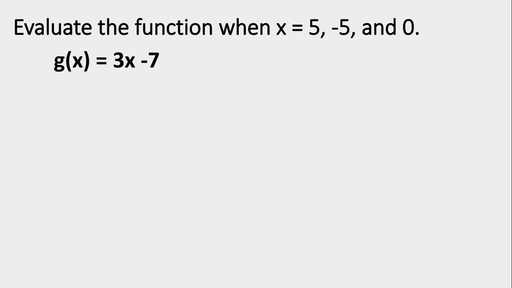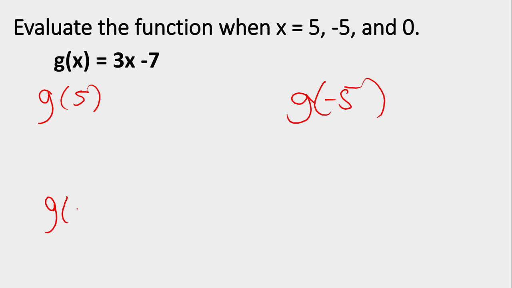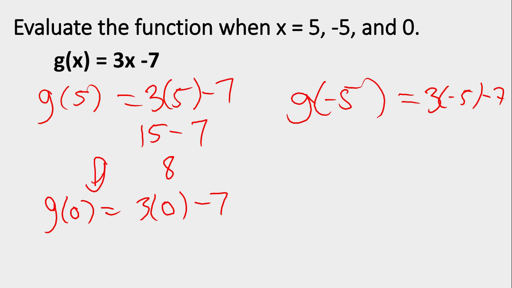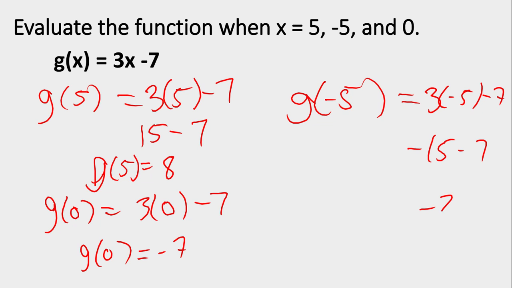Okay, 2 more. g of 5, g of negative 5, g of 0. 3 times 5 minus 7, 3 times 0 minus 7, 3 times negative 5 minus 7. 15 minus 7 is 8. g of 0 is negative 7. Negative 15 minus 7 is negative 22.